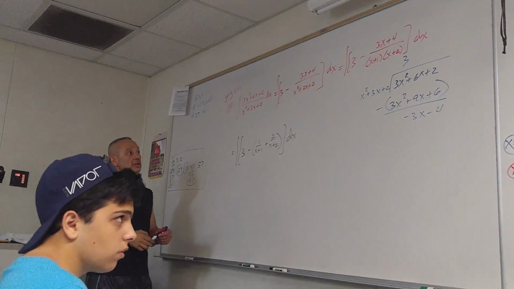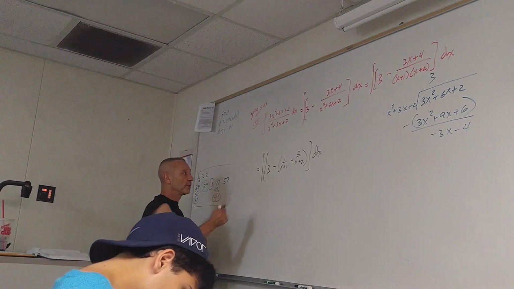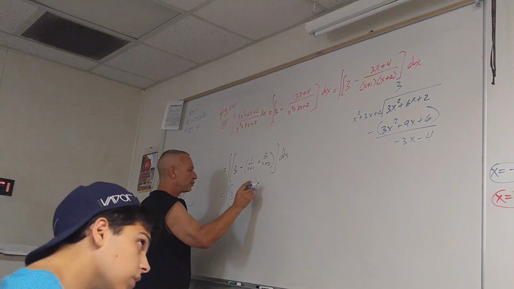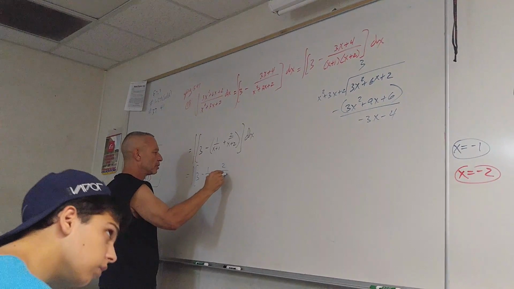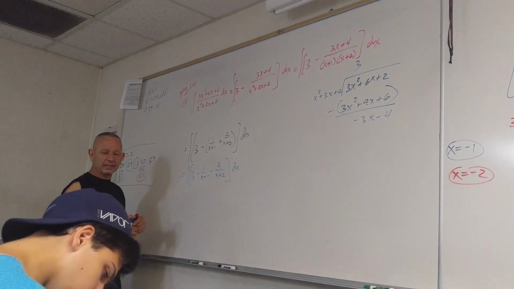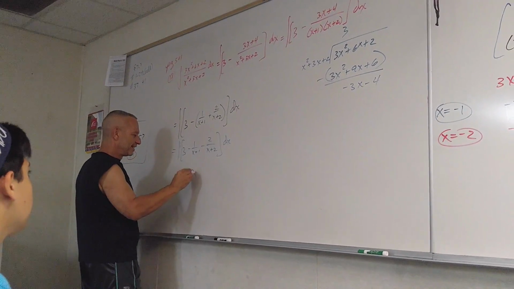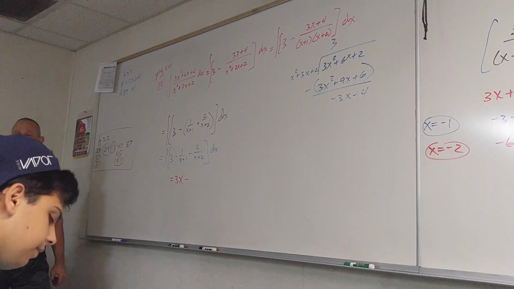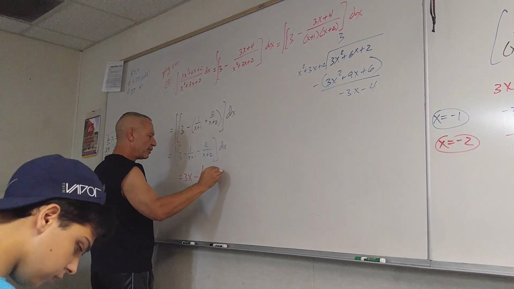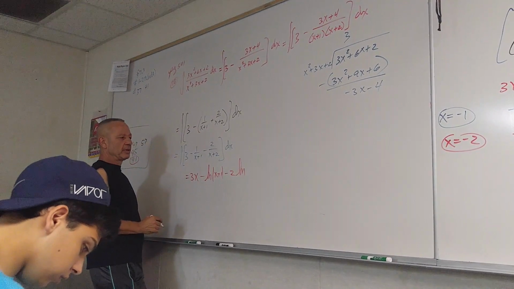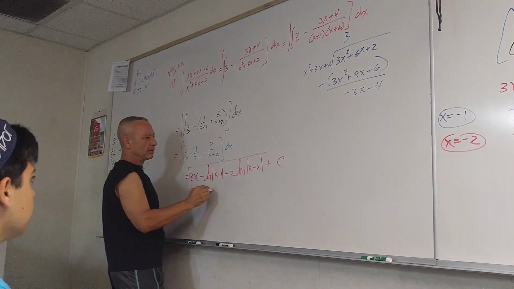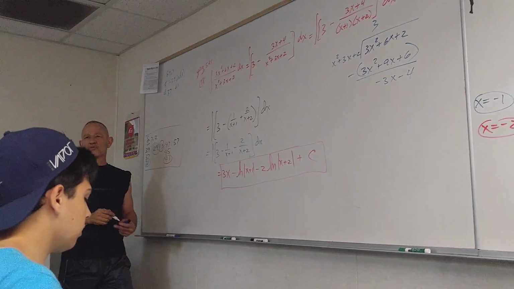And notice I have gone to something I can now integrate. I can integrate all this stuff. So I have the integral of 3 minus 1 over x plus 1 minus 2 over x plus 2 dx. What is the integral of 3? 3x. Very good! The integral of 1 over x plus 1? ln of the absolute value of x plus 1, minus 2 ln of the absolute value of x plus 2, plus an arbitrary constant. And aren't you glad you know how to do partial fraction decomposition?